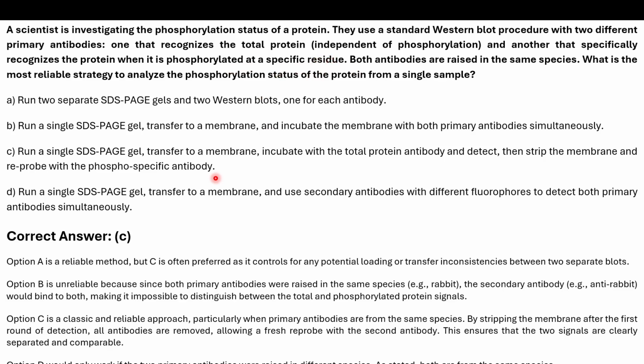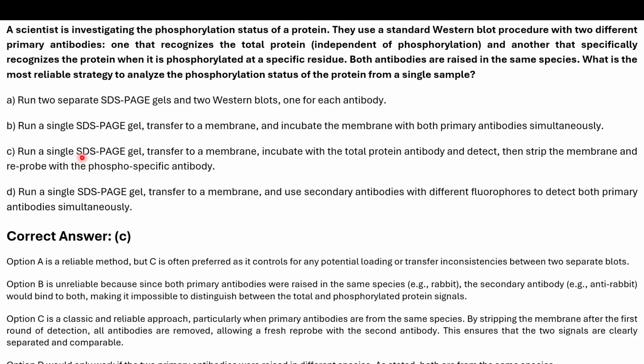Okay. So, option A, run two separate SDS-PAGE gels, two Western blots, one for each antibody. It is actually reliable, but option C is more preferred. Why? Because what will also happen is if you're running two separate SDS-PAGE gels, eventually the loading quantities that you are loading there might be different.